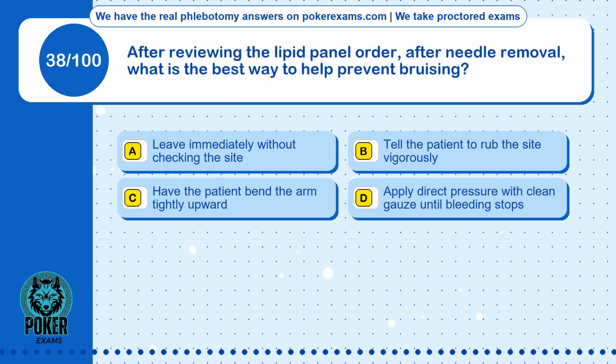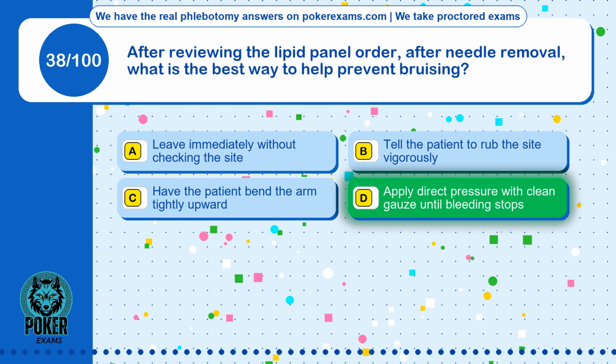Question 38. After reviewing the lipid panel order, after needle removal, what is the best way to help prevent bruising? Option A. Leave immediately without checking the site. Option B. Tell the patient to rub the site vigorously. Option C. Have the patient bend the arm tightly upward. Option D. Apply direct pressure with clean gauze until bleeding stops.